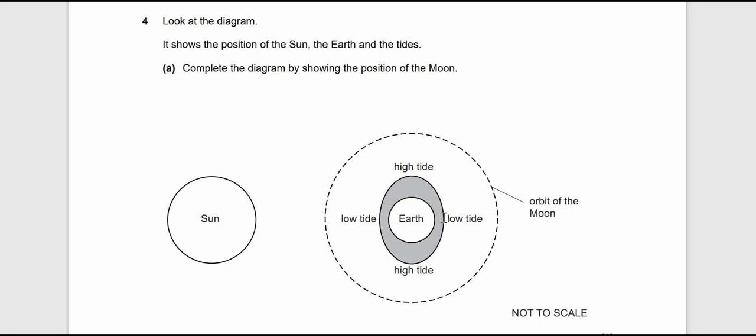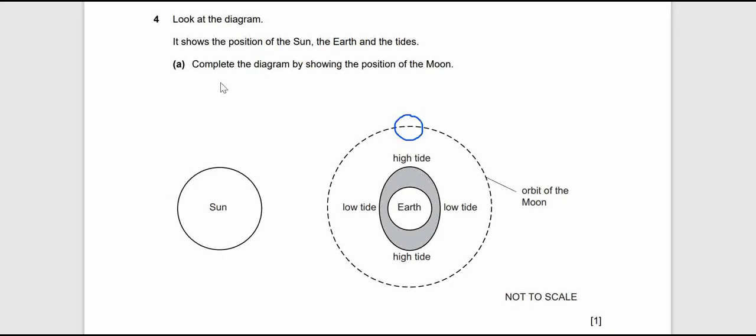Alright, let's check out the answer, guys. So this is the position of the moon. When the moon is here, it exerts a gravity pull towards the earth and it causes high tide on this side and that side and low tide on the other side. Next, 4B.